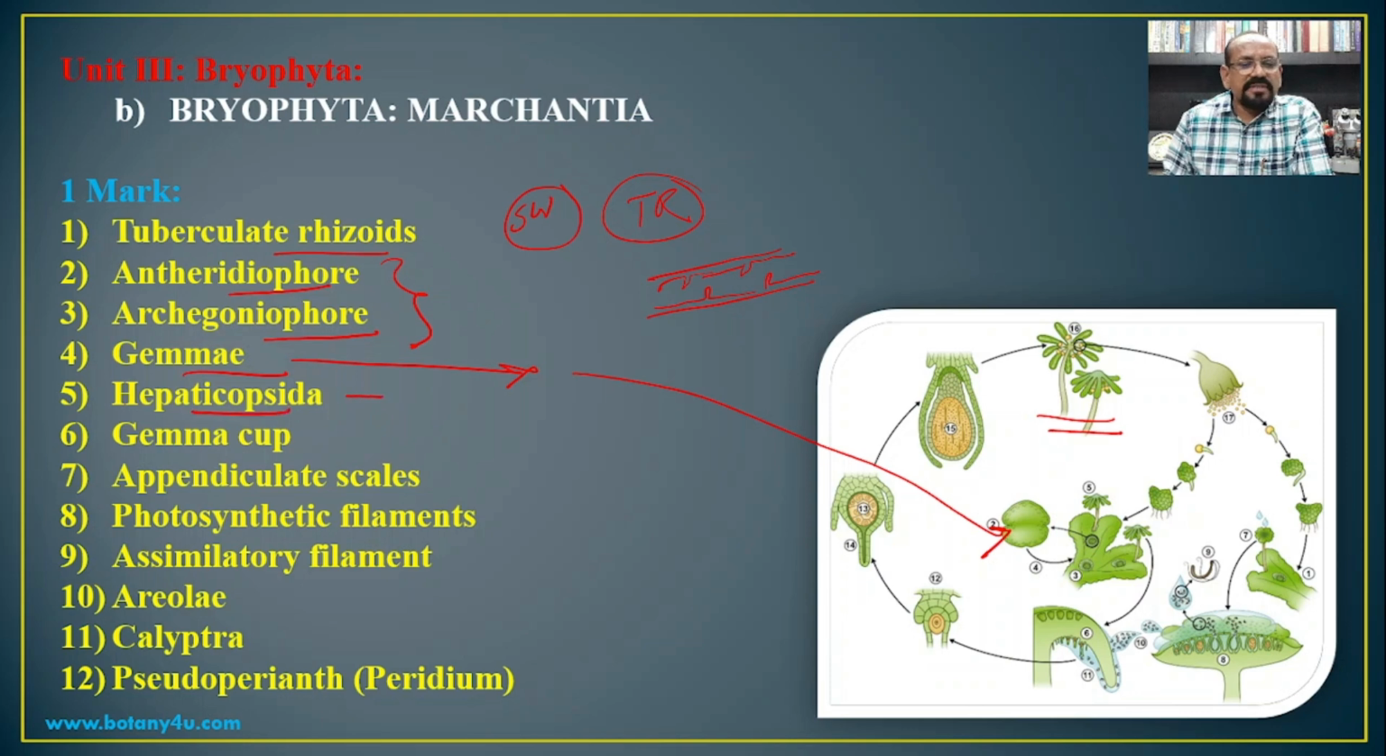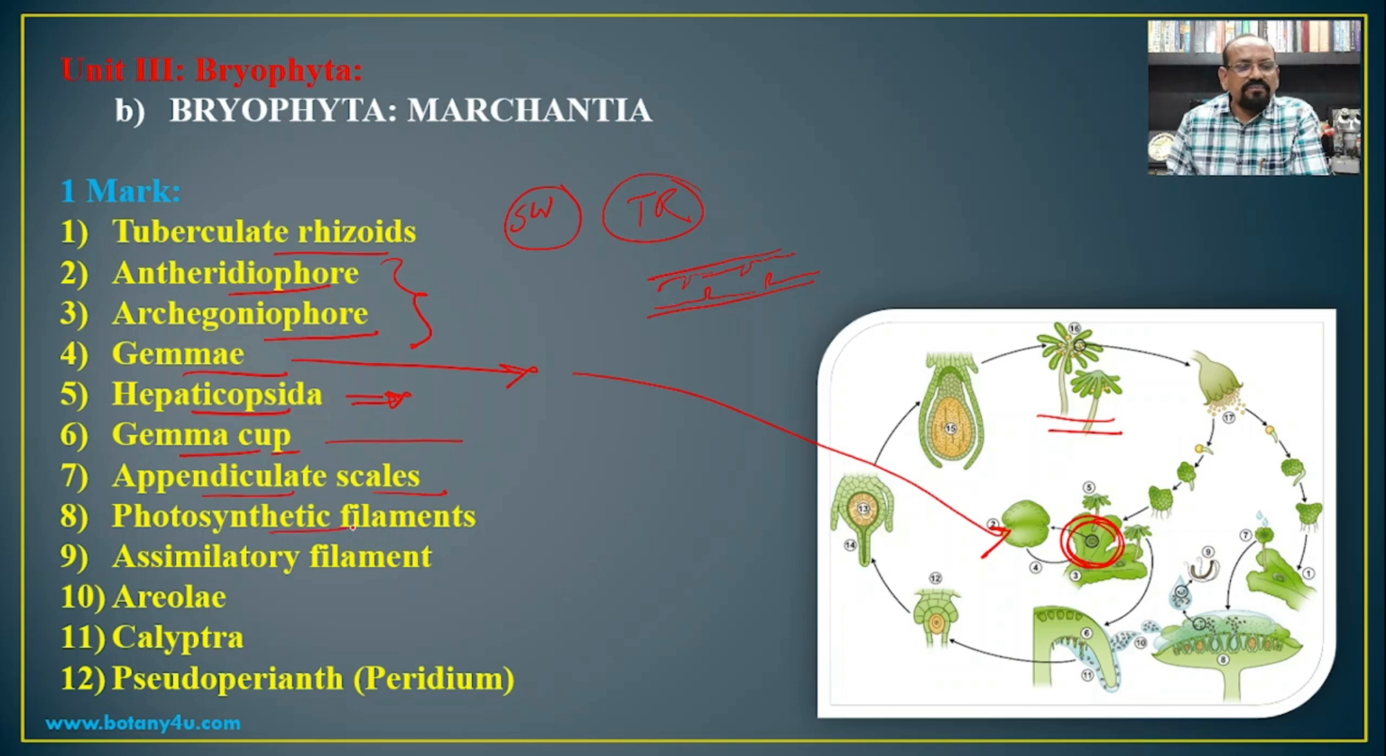Then Hepaticopsida, which we have seen in Proskauer's classification. Hepaticopsida is one of the classes provided by Proskauer, namely Hepaticopsida, Anthocerotopsida and Bryopsida. Hepaticopsida is the class in which Marchantia is included. Then gemma cup is the structure present on the thallus of Marchantia and is involved in the formation of gemmae. Then appendiculate scales: the Marchantia thallus forms two different types of scales on the ventral side, simple scales and appendiculate scales.